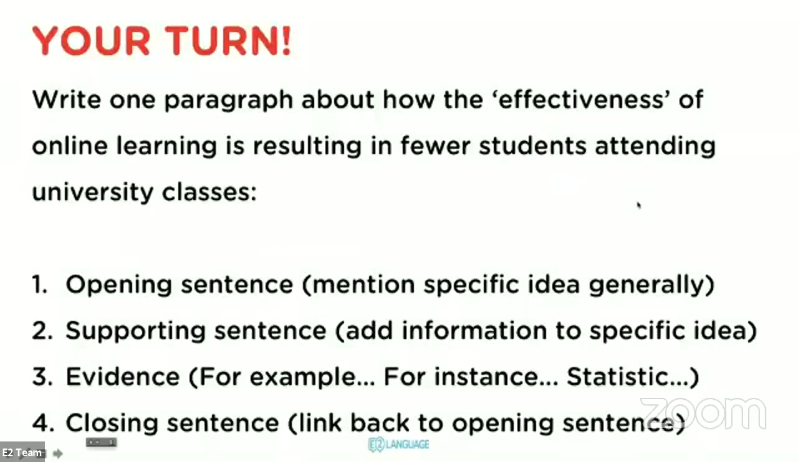Okay, cool. Your turn. I want you to write one paragraph about how effective online learning is, and how that is resulting in fewer students attending university classes. So I want a 4-sentence paragraph where you have an opening sentence where you mention effectiveness in general. I want a supporting sentence where you add information to the idea of effectiveness. I want some evidence like an example, an instance, or a statistic. And I want a closing sentence where you link back to the opening sentence about effectiveness. Again, I'll give you 4 minutes to do this one.